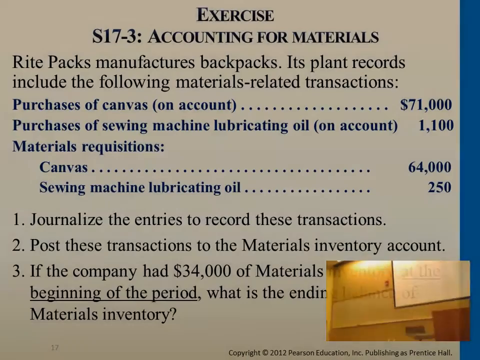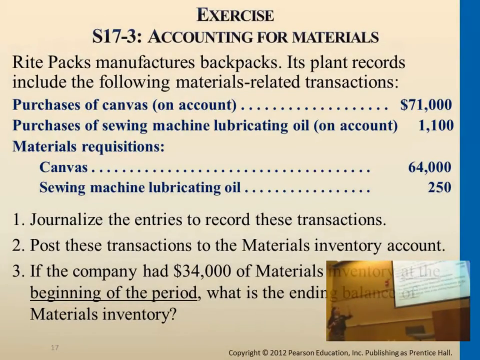Okay, so based on these two entries concepts, try to see if you can work on this example. This is a company that manufactures backpacks, and these are the costs incurred. They purchase canvas, they purchase sewing machine oil, and now once they start producing the backpacks, this is the cost that actually falls into the job order. $64,000 of canvas, $250 indirect cost. So how do you journalize this? Purchase entry and assigning the cost to work in process, manufacturing overhead.